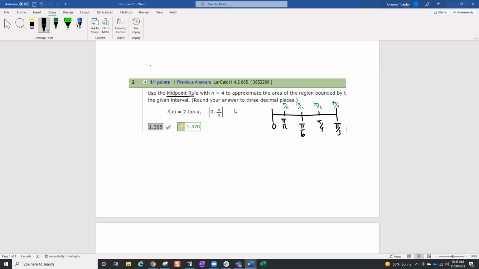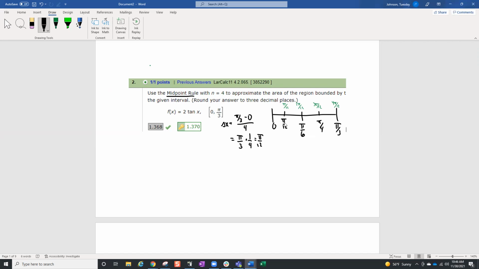But if you have n equals 5, the way we get our delta x is always the length of the interval divided by the n value. Instead of dividing by 4, we can multiply by 1/4, and that's really how we get the pi over 12 algebraically rather than conceptually. But either way is going to be just fine. It works exactly the same.